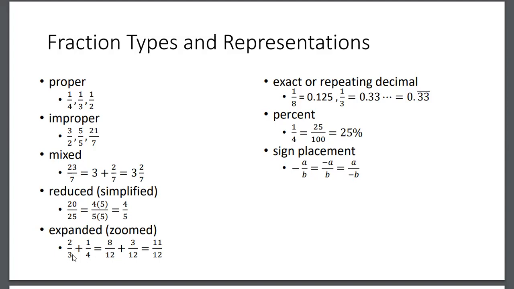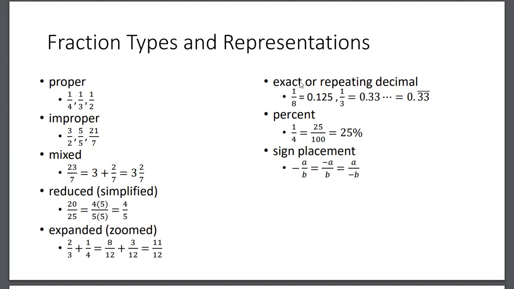When you zoom a fraction, whatever you do to the bottom, you have to do the same thing to the top. 3 got zoomed by a factor of 4, so you have to do the same thing with the 2. 2 times 4 is 8. 4 times 3 is 12. 1 times 3 is 3. Now you can add them. They have the same denominator, 11/12.